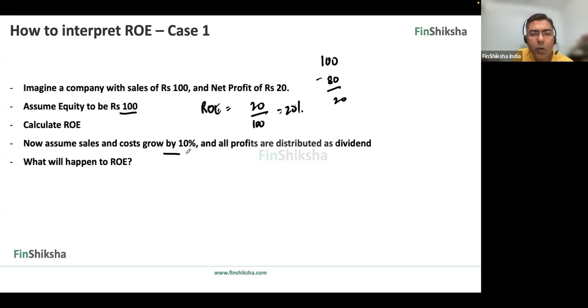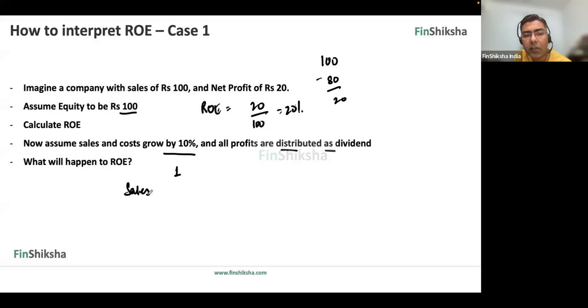Assume sales and costs go up by 10% and all profits are distributed as dividend. If all profits are distributed as dividend, the equity value does not change, right? So let's say there's the scenario, you paid out all the 20, so let's look at year one, right?